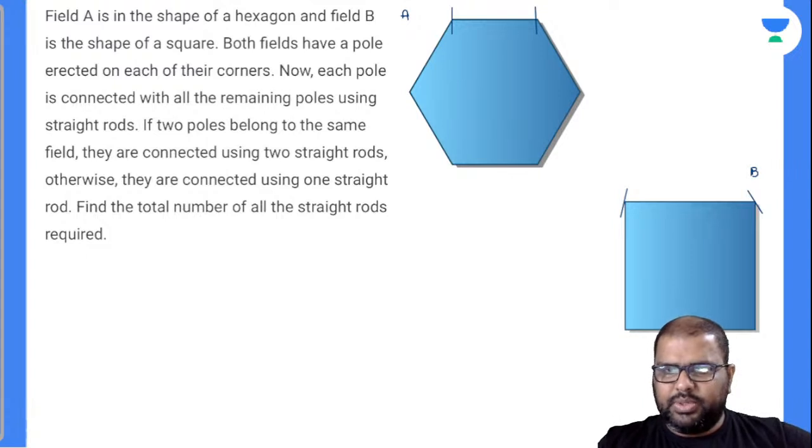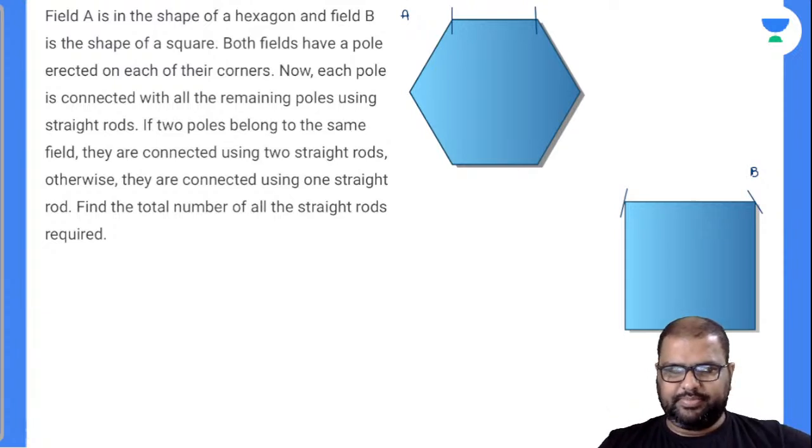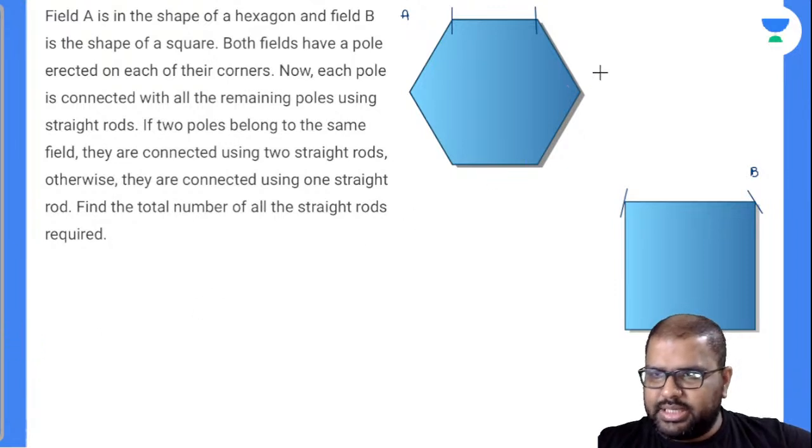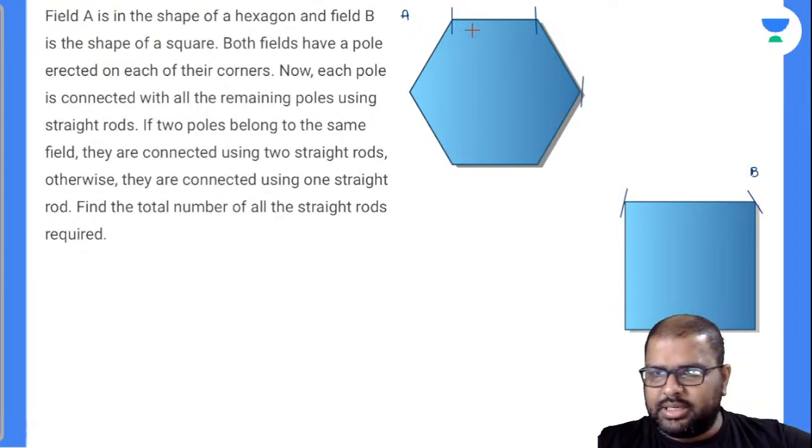Now each pole is connected with all the remaining poles using straight rods. If two poles belong to the same field, let us suppose these two poles belong to the same field, they are connected using two straight rods, it seems. So I'll draw this. Between these two, how many rods will be there? Two rods will be there.